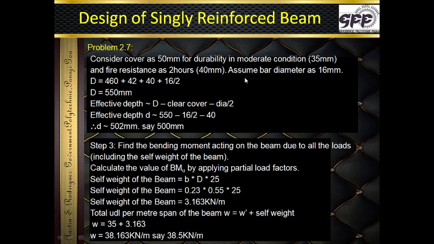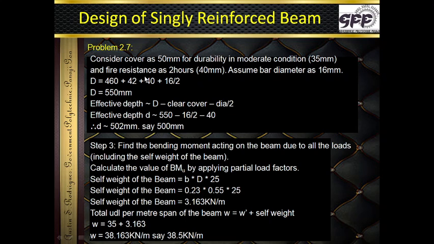I think 40 is enough, and assume bar diameter as 16 mm. So considering all this, we can take in between. So first we thought that we could take 50 mm for durability. In moderate condition it says it should be 35 mm, so we are taking 35 mm, and fire resistance of 2 hours is 40 mm. So in between 35 and 40 we would be choosing 40 mm. So 460 is the value of D which we have got. About 50 we were supposed to increase, so I have increased by 42. It can be anywhere in between 40 and 50, so somewhere around 42.